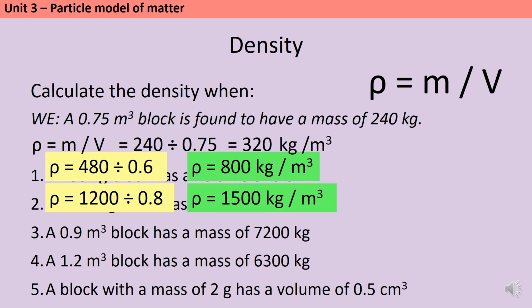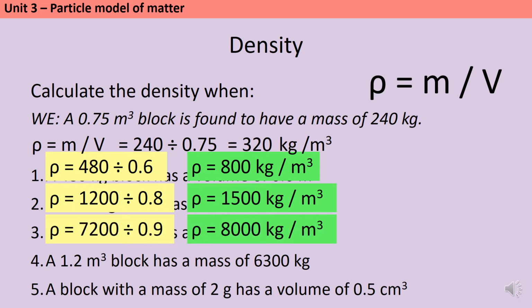Then for question 3 I hope that you spotted that the numbers had been switched over. Remember, those units are always going to tell you which one's the mass and which one's the volume. So 7,200 divided by 0.9 gives an answer of 8,000 kilograms per metre cubed.